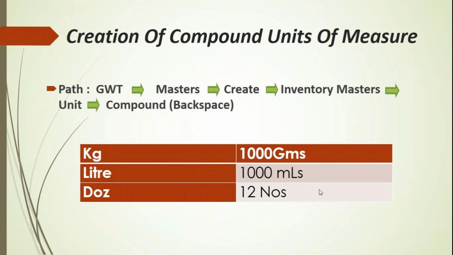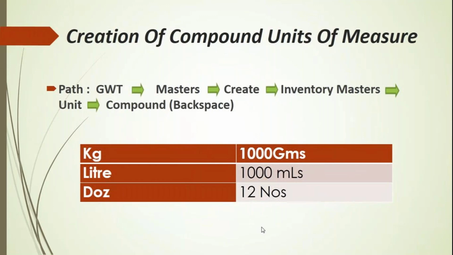So here I've given you the path to go about the creation of compound units of measure. Under masters, create inventory masters, select the unit. I've given compound in the brackets as backspace because by default you see the simple unit of measure creation screen. So we have to convert the simple unit of measure creation screen to a compound unit of measure. Okay. So how do I go about it?